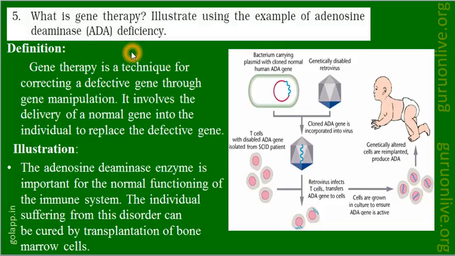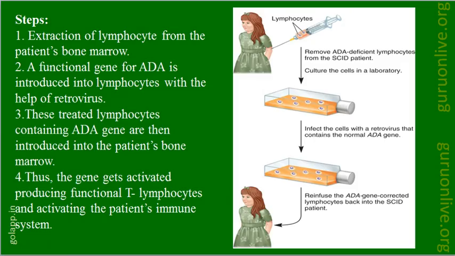Why we are transplanting the bone marrow cell is because these adenosine deaminase enzymes are produced in the lymphocytes. In turn, lymphocytes are produced in the bone marrow cells. So here we are transplanting the bone marrow cells. So let us see this example in detail.